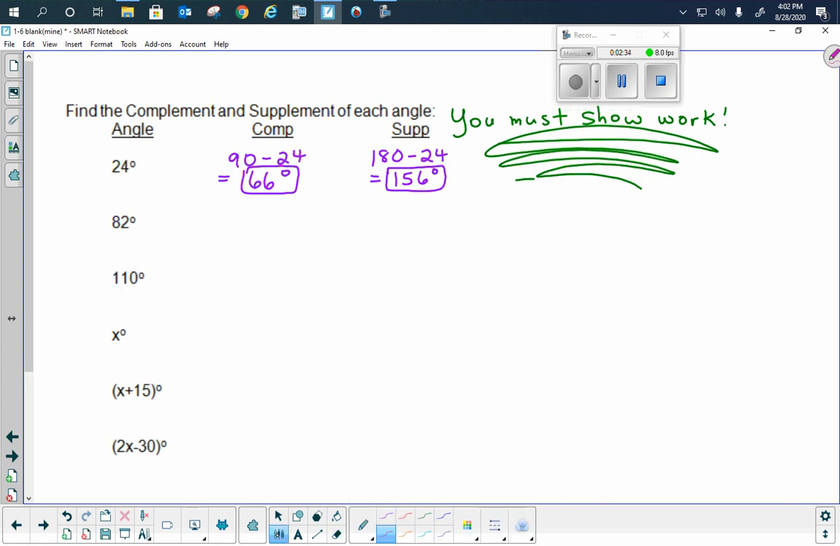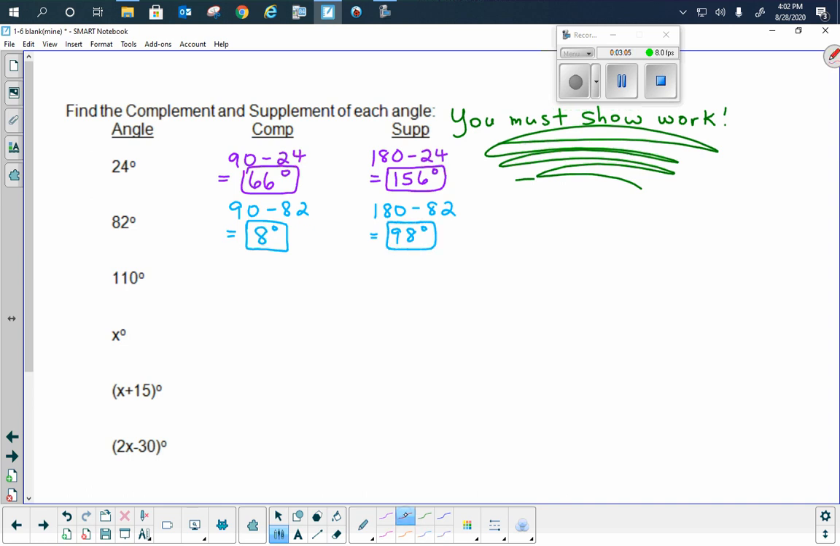I'll just keep switching colors here so that hopefully if these run into each other, you can still see it. So 82 degrees. If I ask you for its complement, then you're always going to start with 90 minus the 82, and that gets us 8 degrees. So its complement is 8 degrees. Its supplement then would be 180 minus 82, which would be 98 degrees.